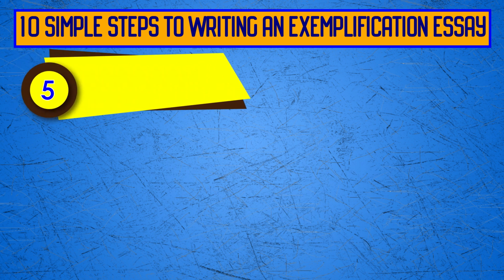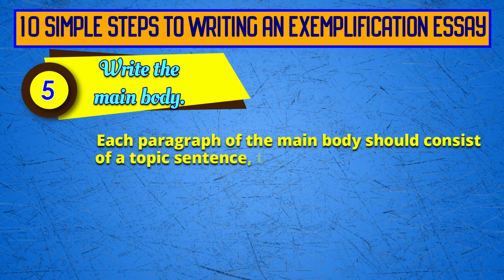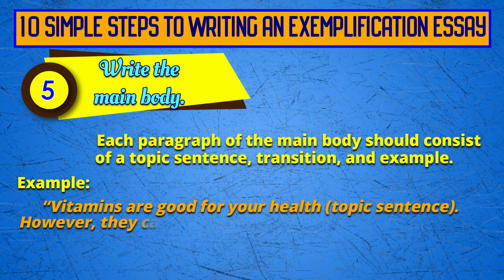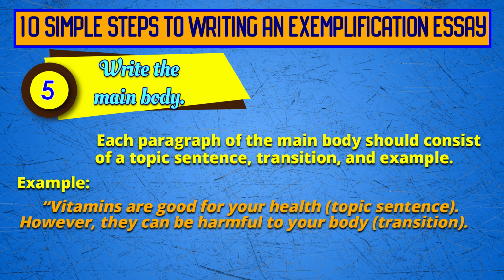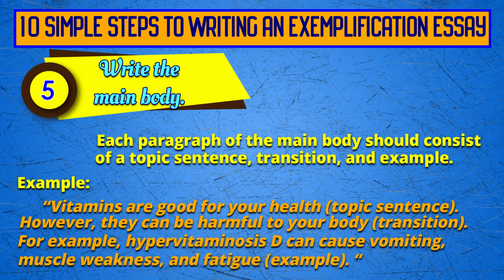Step 5. Write the main body. Each paragraph of the main body should consist of a topic sentence, transition, and example. Example: vitamins are good for your health. However, they can be harmful to your body. For example, hypervitaminosis D can cause vomiting, muscle weakness, and fatigue.